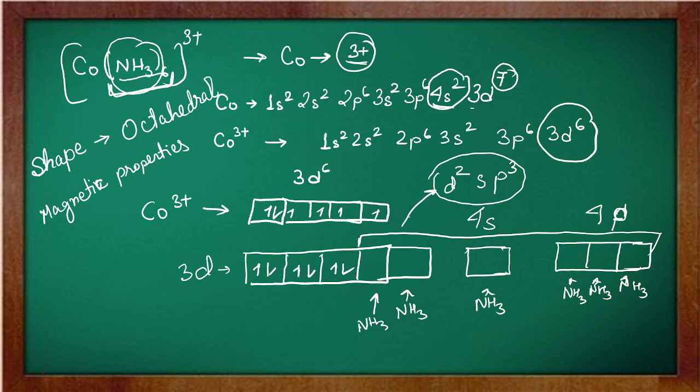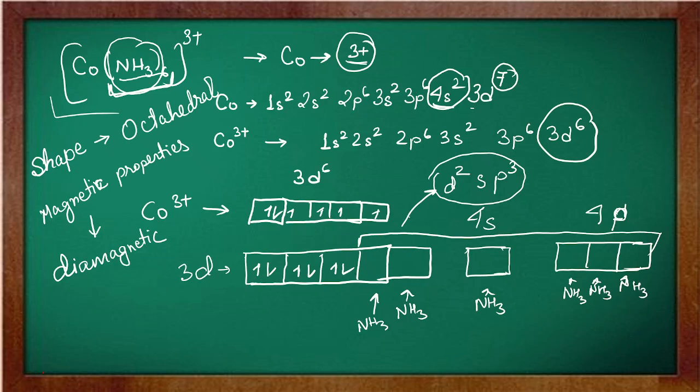So when all the electrons are paired, your magnetic property is diamagnetic. It is diamagnetic. So this is how we have to determine the shape for different molecules or different coordination compounds given in this way. Now I'll be doing another one where no pairing will occur.